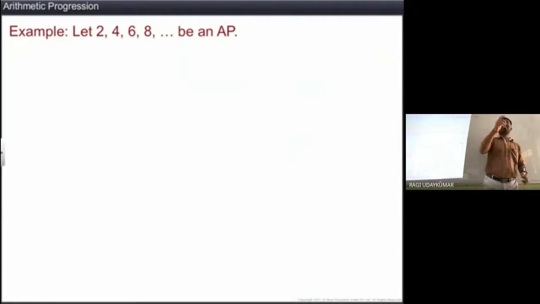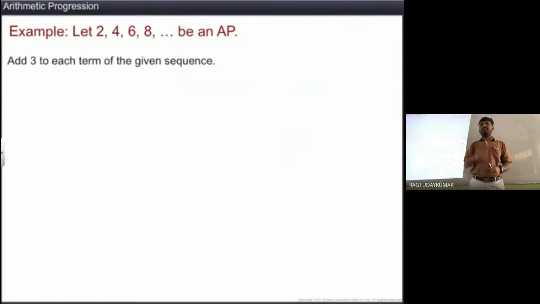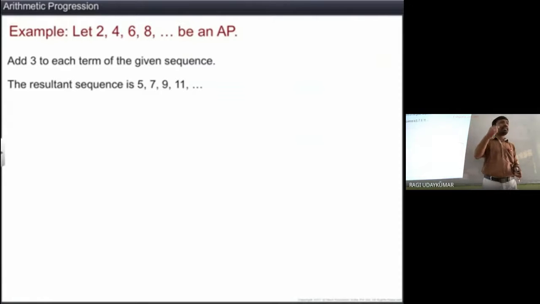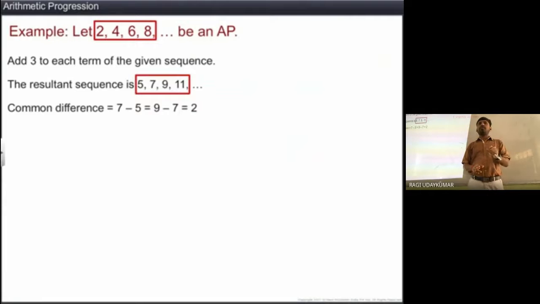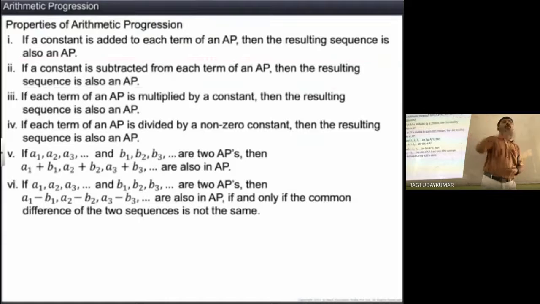Add a constant to every term. Suppose 3 is added to every term: 2 plus 3 is 5, 4 plus 3 is 7, 6 plus 3 is 9, 8 plus 3 is 11. The resulting sequence is also an arithmetic progression. So if a constant is added to the given arithmetic progression, in this situation when you take the common difference also, you get the same common difference as the first one.